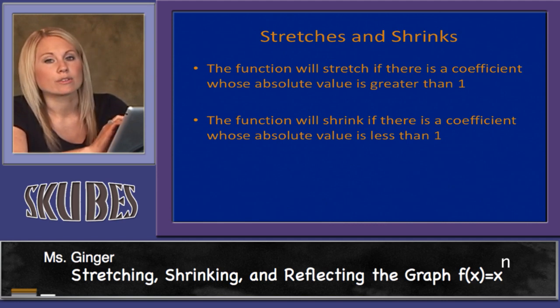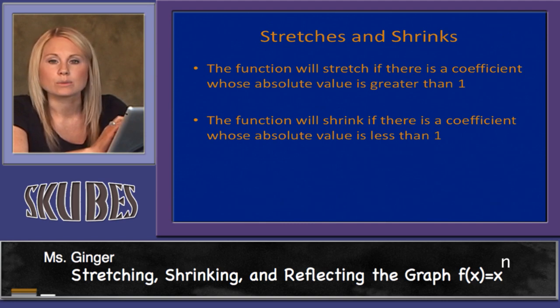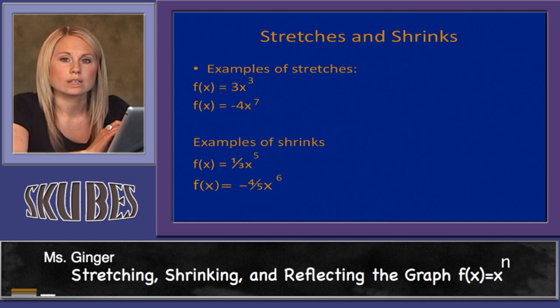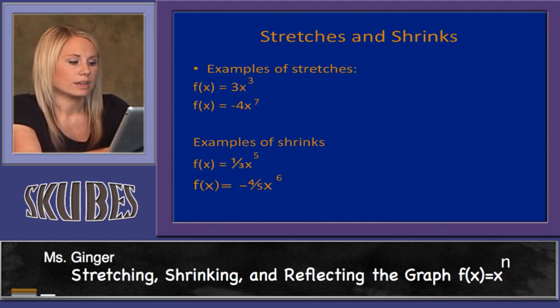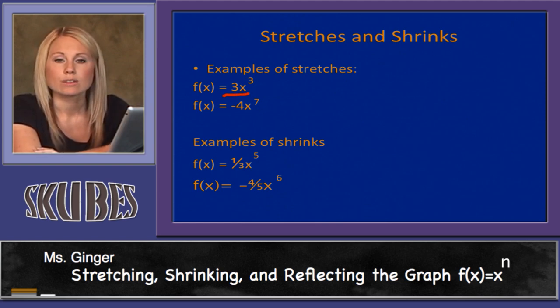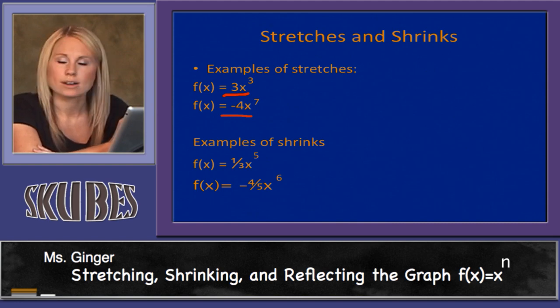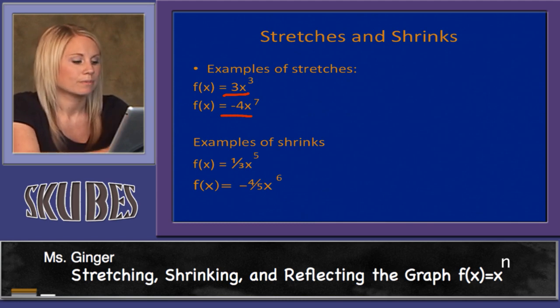But if you see a fraction there, some number whose absolute value is less than 1, then that's going to cause a shrink in your graph. I'll show you visually what those look like in just a minute. Here are the algebraic examples. If you see, for instance, a 3 in front of your cubic or power 4, power 5 function, that's a stretch. Negative 4 is also another stretch. Positive or negative numbers don't matter here as long as the absolute value is bigger than 1.